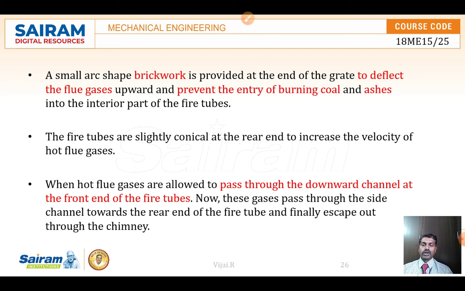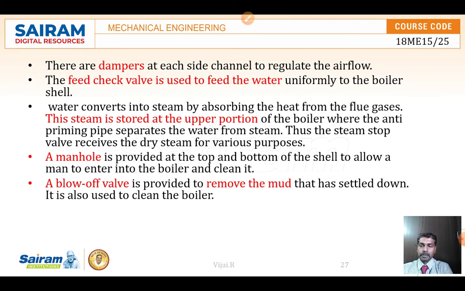The fire tubes are slightly conical at the rear to increase the velocity of the flue gases, and the flue gases pass through the channels from the front end when we are burning the fuel. The gases pass through the sides, and it makes the water get heated up. The dampers are provided to regulate the flow of hot flue gases, and the steam which is produced will be stored in the upper portion of the boiler. Then we can take it through the steam pipeline and send it to the turbine blades.